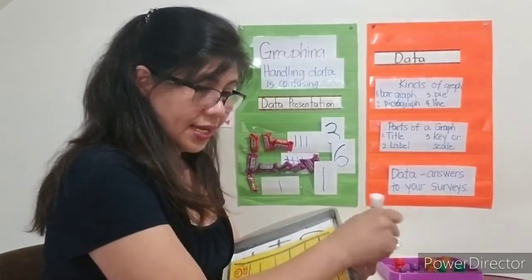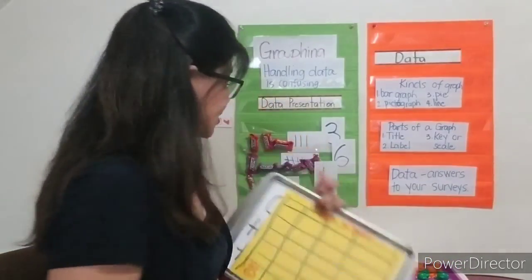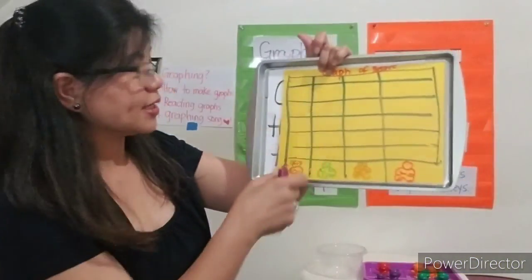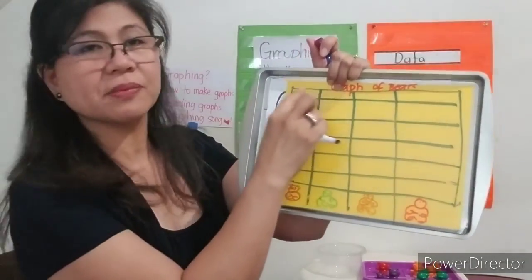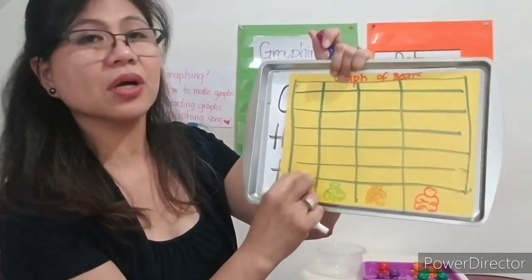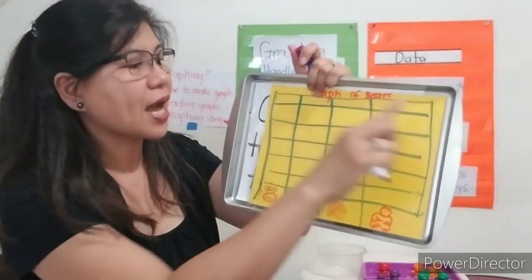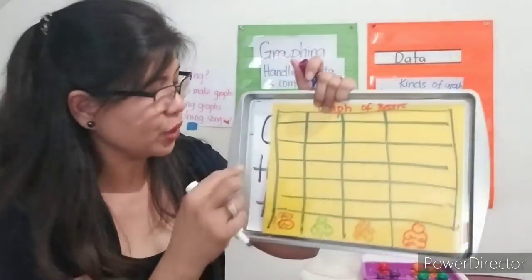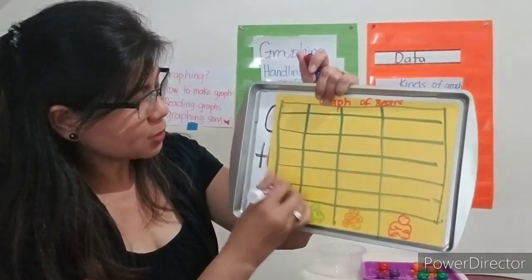Okay, now let's count. How many purple bears do we have here? We said we counted 2, right? So we will color the data. Let's put the data in our graph. We will start coloring not from the top, but from the bottom. Normally when we write, we always start from top, left to right, top to bottom. But when we do the graph, we always start from the bottom.